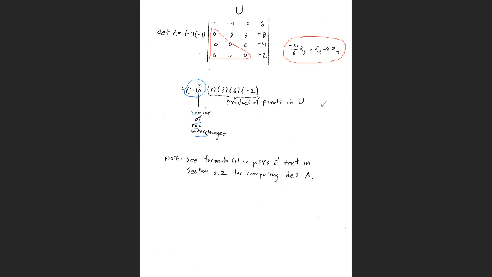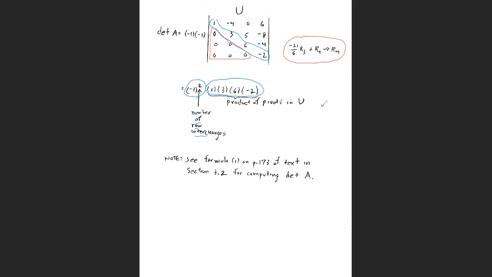And then for the rest of the determinant, we need to multiply -1 squared by the product of the pivots in U. These are your pivot numbers right here along the diagonal. And this is traditionally how a computer will compute a determinant.